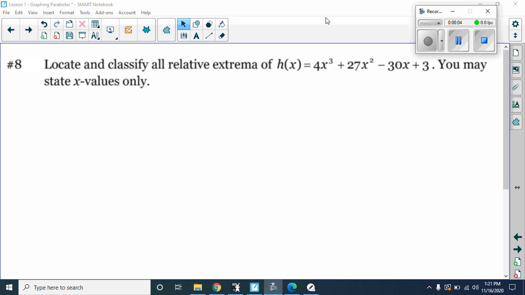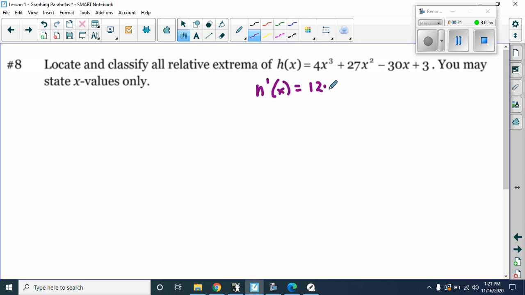Number 8 asks us to find and classify the relative extrema of that polynomial. It says that we only have to state x values, which is good. Extrema always occur when the first derivative is 0 or undefined. So let's find the first derivative.